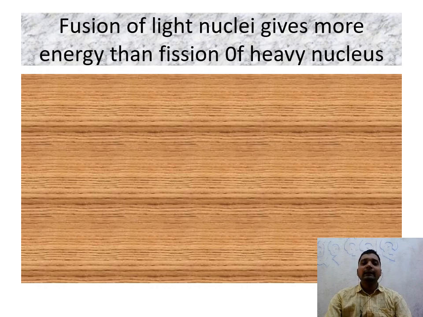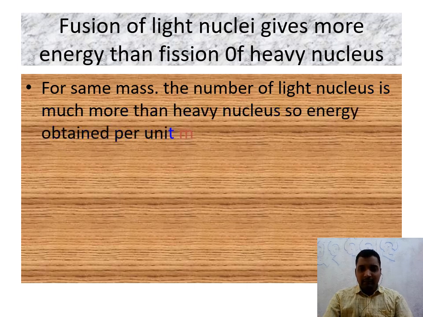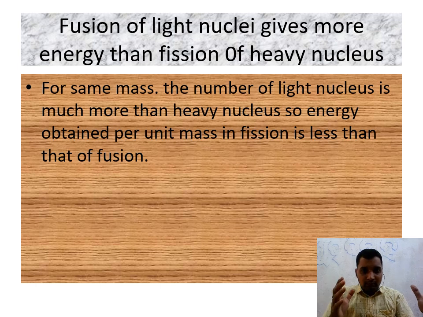Fusion of light nuclei gives more energy than fission of heavy nuclei. If we compare fission and fusion, fusion always gives more energy. Why? For the same mass, the number of light nuclei is more than the number of heavy nuclei. So per unit mass, the energy obtained by fission is less, but by fusion it is more. We use nuclear fission to get energy for constructive and destructive purposes, but there is no controlled process of nuclear fusion giving us energy for any use.